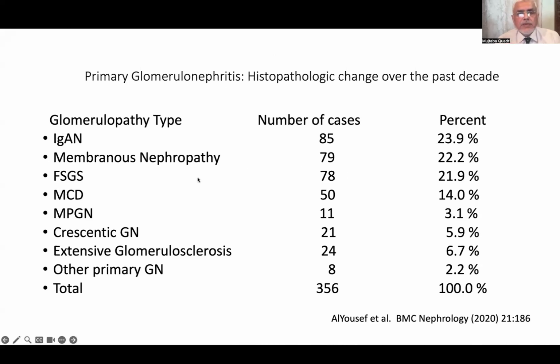In general, in primary glomerulonephritis, there's been a change in pattern over the past decade. IgA nephropathy is usually about 23.9%, 24%, the highest in most series now. Membranous is a close second, followed by FSGS. And I think pretty much this has been the pattern, although in my part of the world, even FSGS seems to be on top. But minimal change, MPGN, and crescentic, all those follow in that order. This was from Yusuf series in 2020.